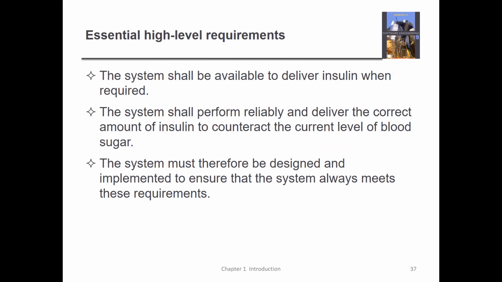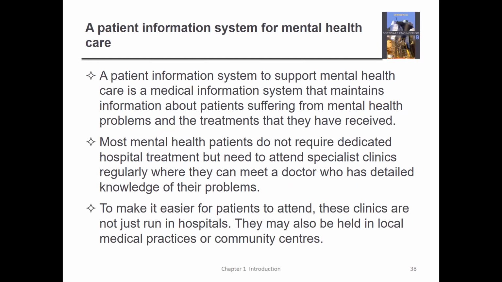Then we have the essential high-level requirements. What are the high-level requirements? According to this case study, the system shall be available to deliver insulin when required, the system shall perform reliably, and it should deliver the correct amount of insulin to counteract the current level of blood sugar. The system must therefore be designed and implemented to ensure that it always meets these requirements. That's about the first one. Then we have the second and the third one as well.